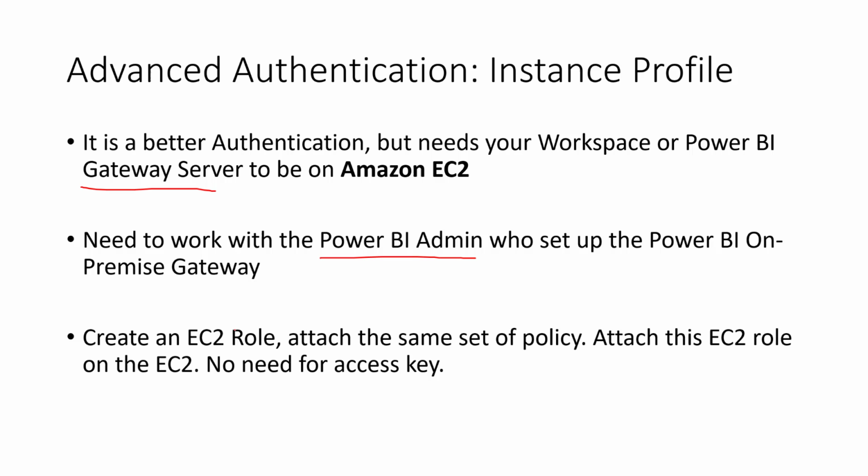So the remaining steps are very easy. Basically, you are going to create an EC2 role and attach the same set of policies that we discussed above. You then attach this new EC2 role onto the EC2. And in this case, when the user is in the ODBC settings, they can just select instance profile in the dropdown, which we will show later. And there is no need to create an access key. So this is something that you need to know, but of course it is conditional because they have to be on EC2. All right, let's jump to the Power BI part.